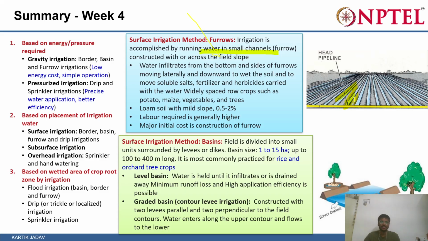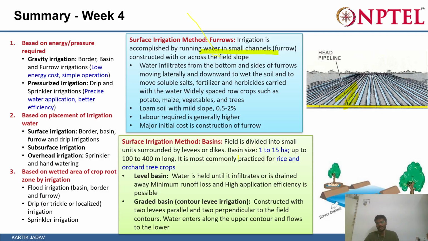So basin irrigation is where the field is divided into small units surrounded by levees. So this is just levees. You have a surrounding basin. Again, you have constructed levees here. So this is a levee for the area, with irrigation conveyance or diversion structure.